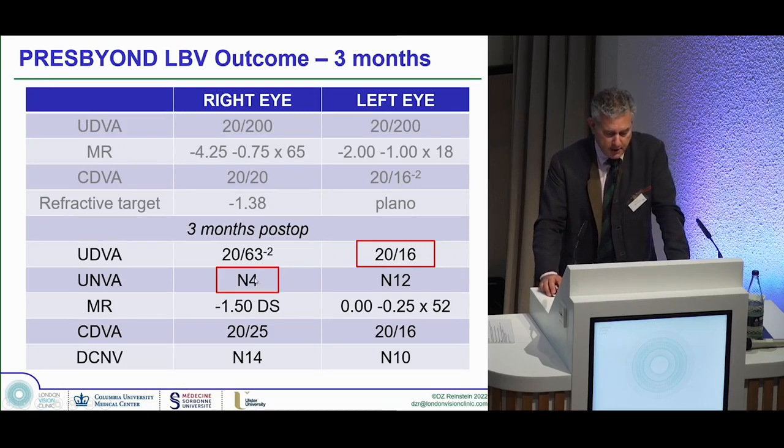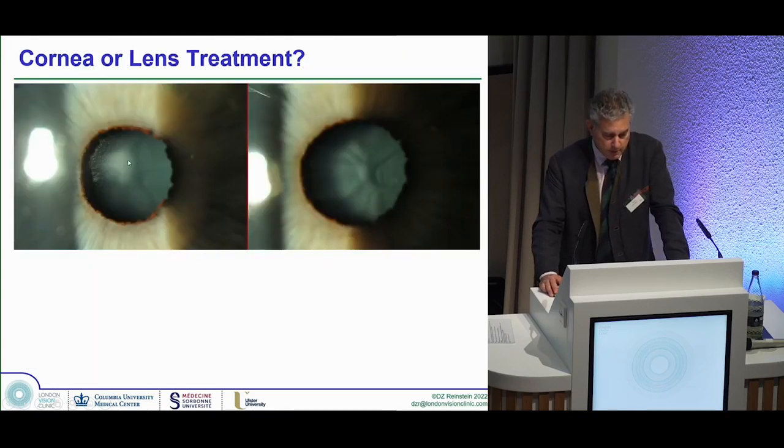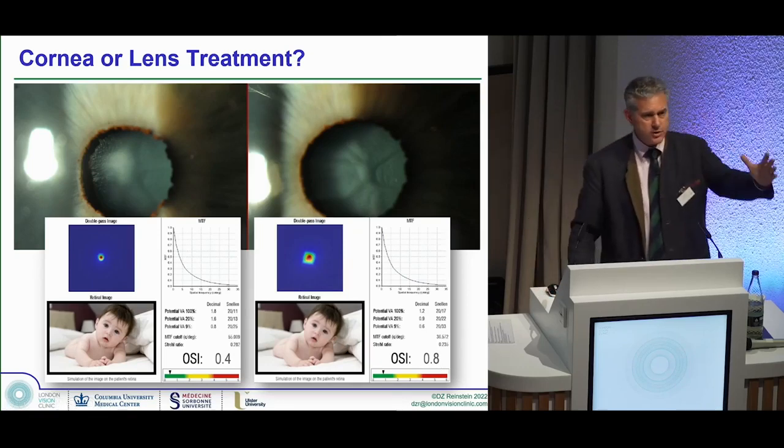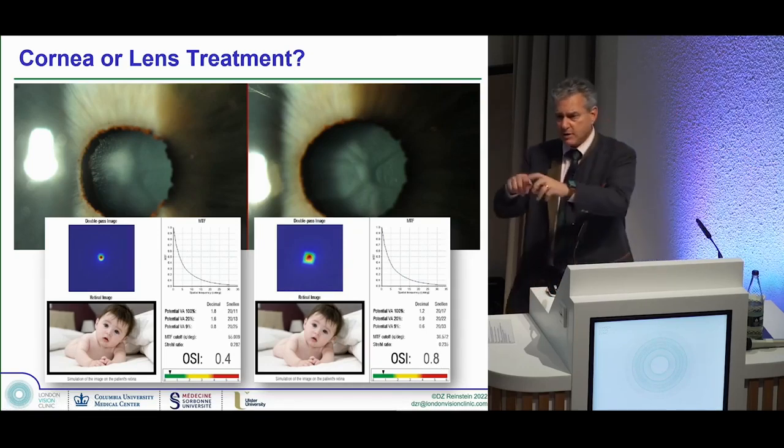And 2016, N4. On target, well, a little bit more myopic than target. This is at 3 months. And you can see it, right? You can see her lens changes. So there we go. I mean, this is a patient in whom we could have easily done it, but her OSI was 0.4 and 0.8. So you can have these lens changes that you can see at the slit lamp.